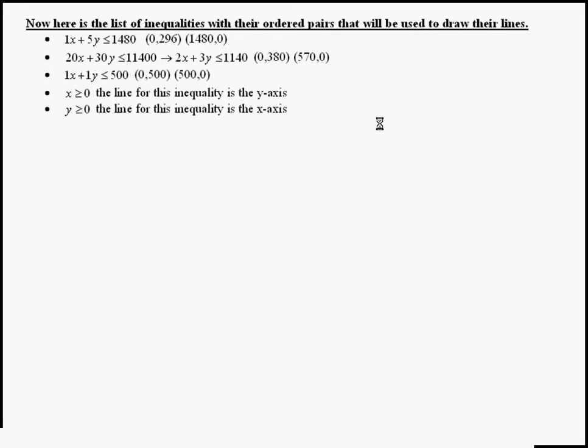Doing the same thing with 20x plus 30y less than or equal to 11,400, I've divided both sides by 10, which gave me 2x plus 3y less than or equal to 1,140. Applying the same process, letting x be 0, letting y be 0, I come up with the two ordered pairs 0, 380 and 570, 0. Using that same process again for the third inequality, and that one's fairly easy, if I let x be 0, y is going to be 500. If I let y be 0, x is going to be 500.